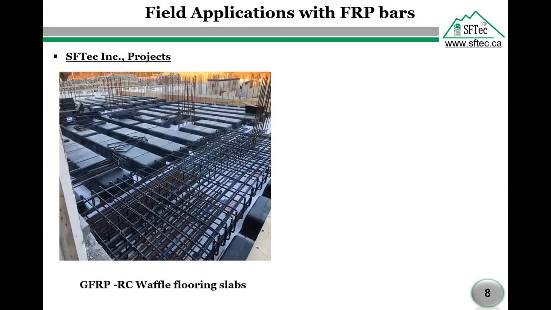Some examples of FRP. We have a lot of projects across the world. We chose a few to show you. One of the projects is here in Canada, which is the first waffle slab designed with FRP bars, with SFT bars. So that was built in Halifax, Nova Scotia, last year. And those are some pictures of it.